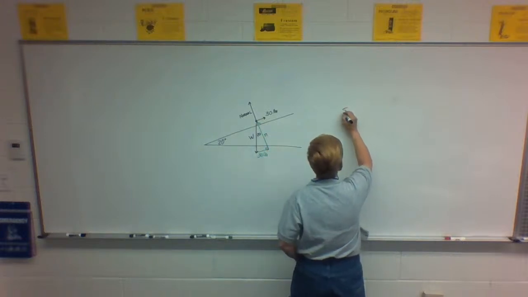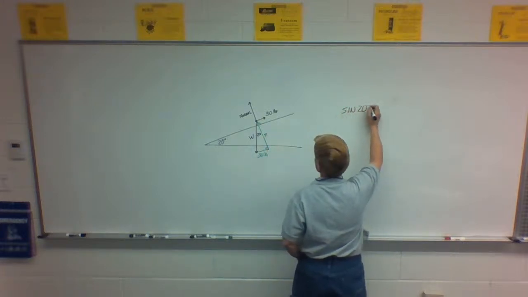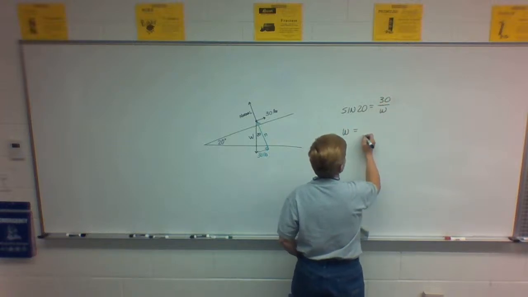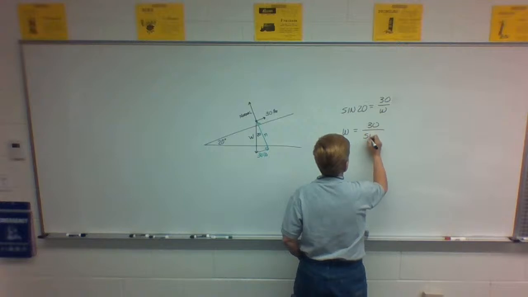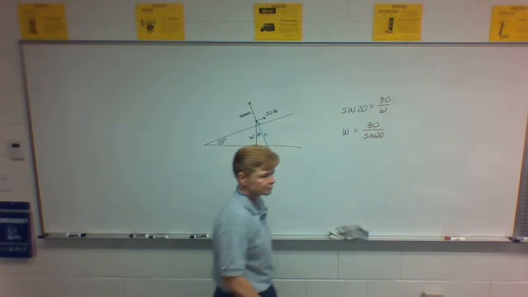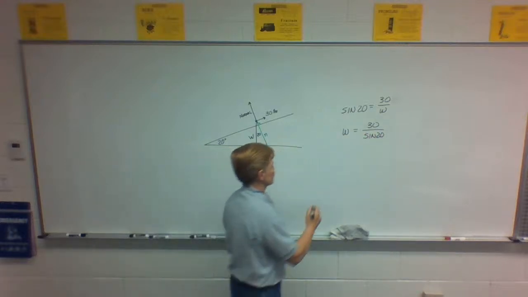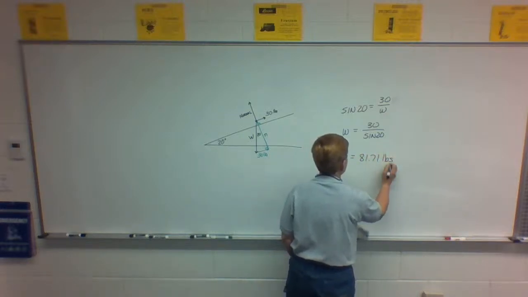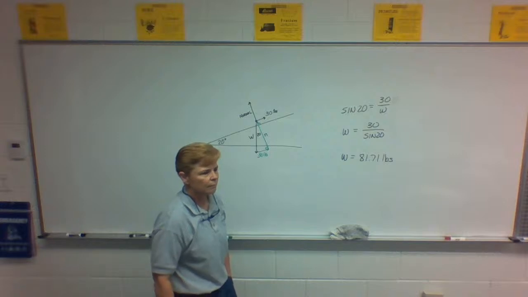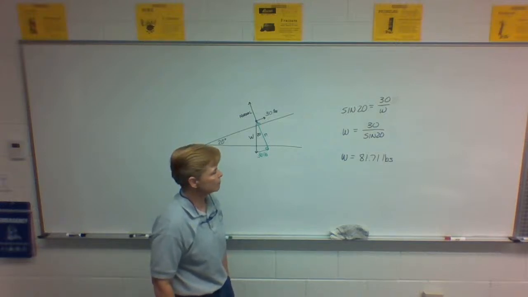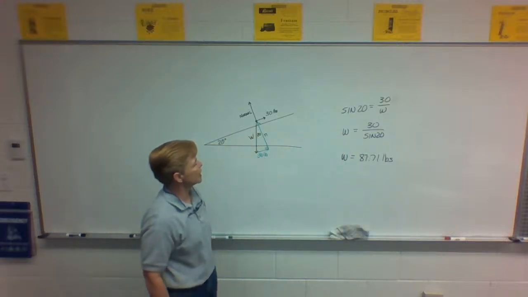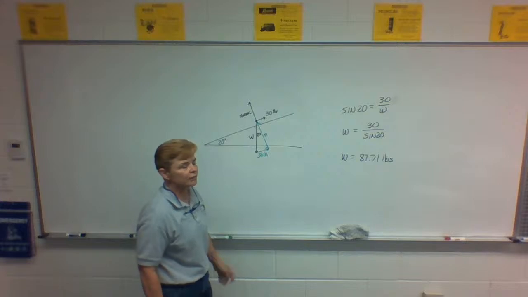That's really nice. So when we look at that triangle, the sine of 20 is going to be equal to 30 over W. And so W will equal 30 divided by the sine of 20. What is that? It's about 87.71 pounds. That's what I got. That's what the book says. 87.71. So that's a pretty heavy box when only 30 pounds holds it stationary even if there's no friction.